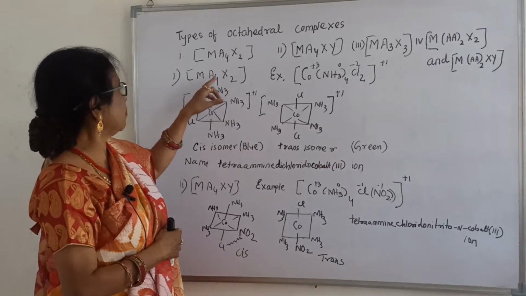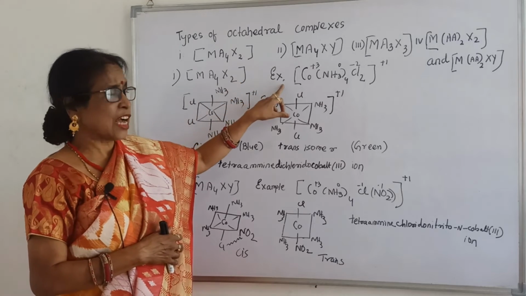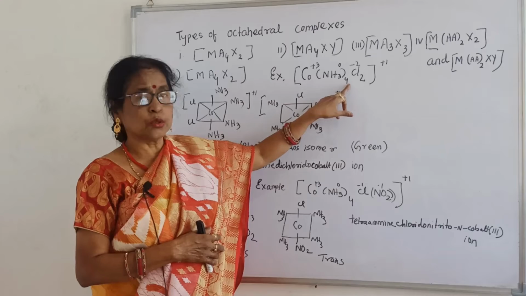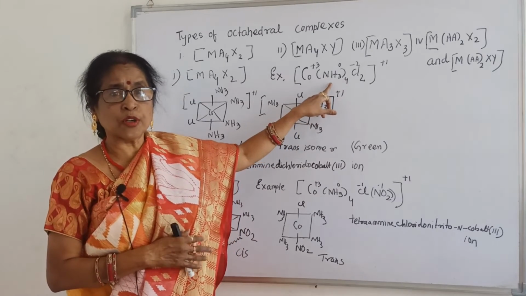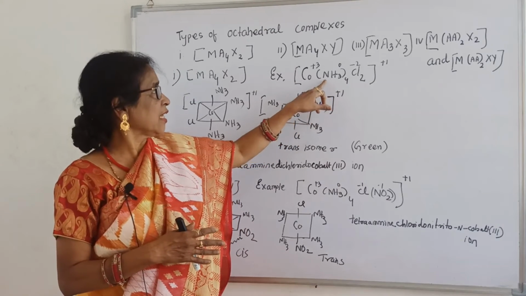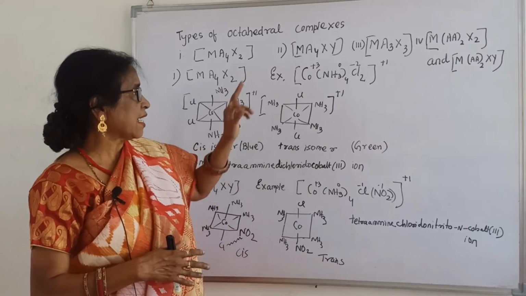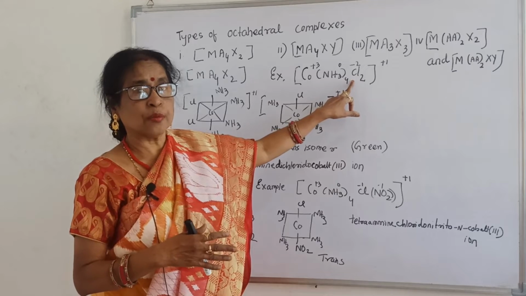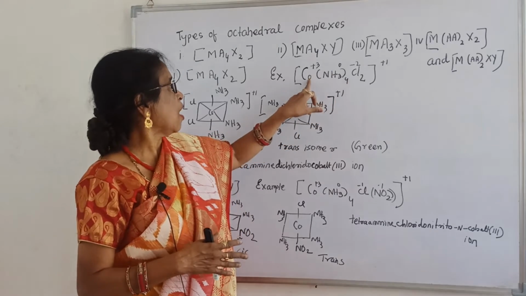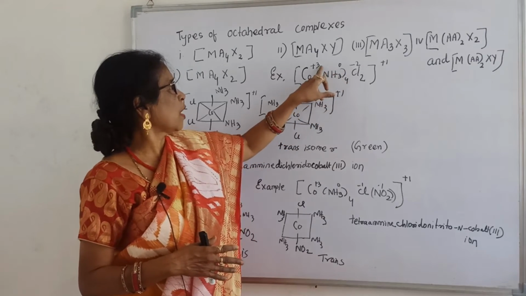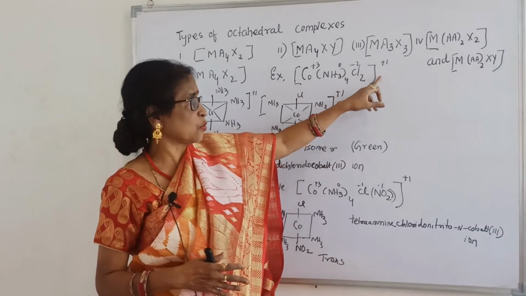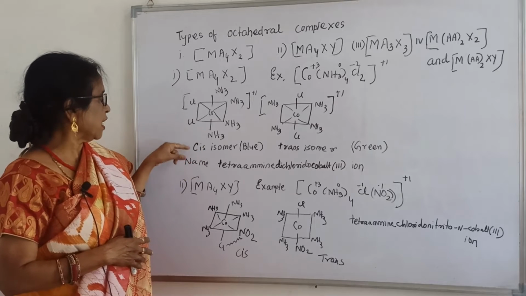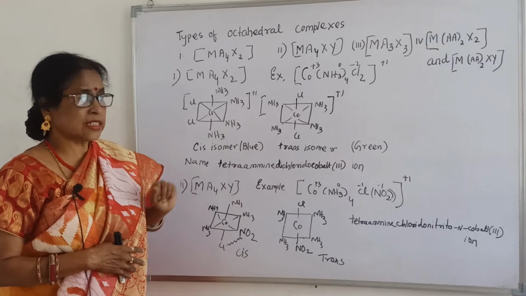Now here Ma4X2, you can take the example Co(NH3)4Cl2. NH3 is the ammonia ligand, and that is why it is tetraammine and dichlorido. Dichlorido means 2 chloride groups. Now see, it is -2 +3, so the total charge is +1. Then how can you represent the octahedral complex? Now here it is cis isomer, it is trans isomer.